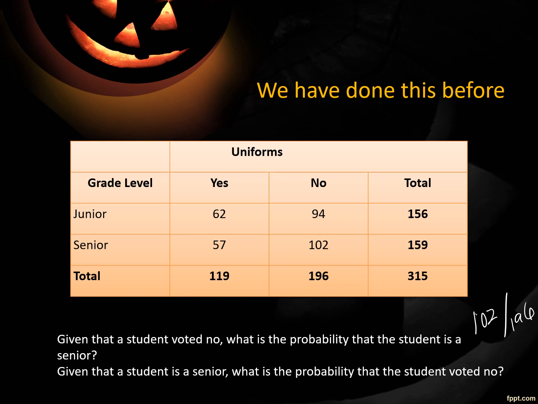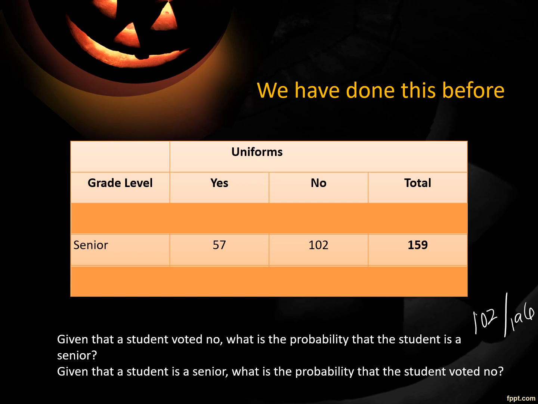But then if we're looking at given that a student is a senior, we know that they have to be a senior, so everything else goes away. What's the probability that the student voted no? Now I'm looking at 102 divided by 159. Okay, so that's this one, and that's this one. Again, these are things that we've done before, but we have different notation for them this time around.